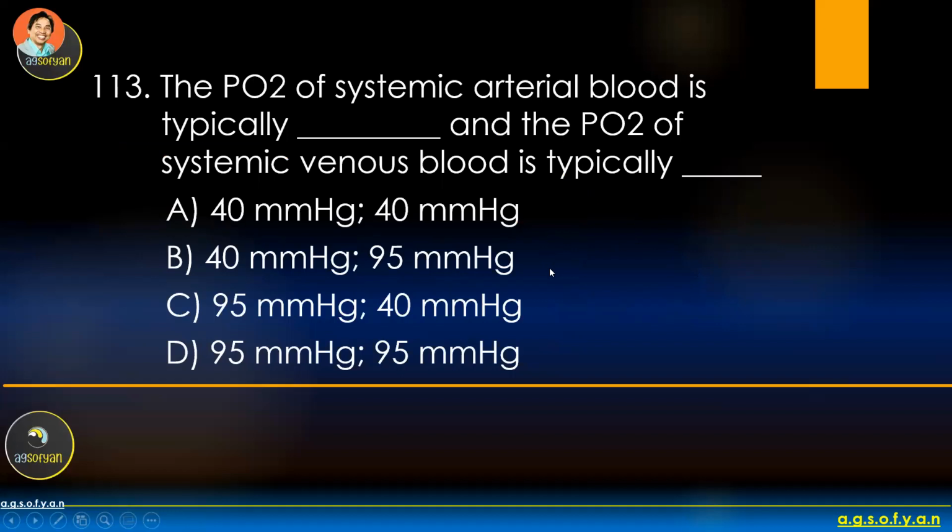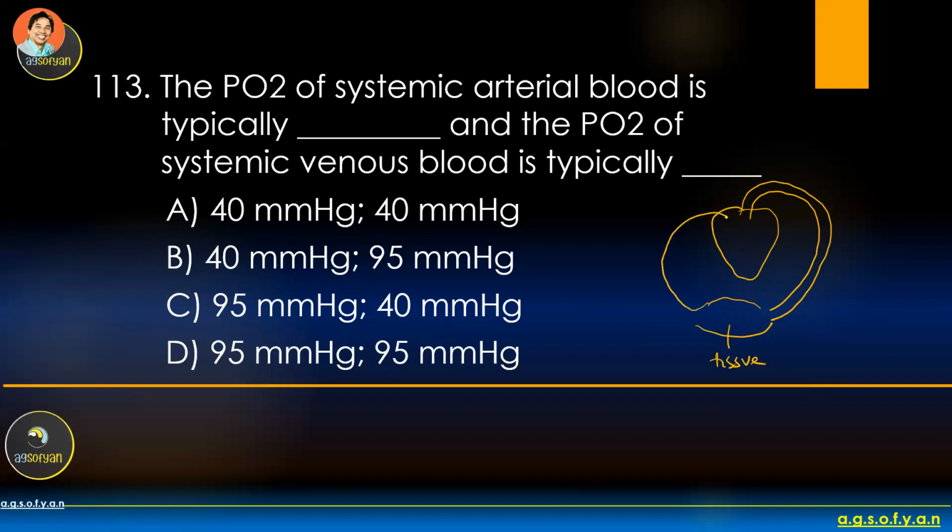The partial pressure of oxygen of systemic arterial blood is typically blank, and the partial pressure of oxygen of systemic venous blood is typically blank. Okay, just remember our heart pumps the blood, goes to the artery, the aorta, and then we have the capillary in the tissue.